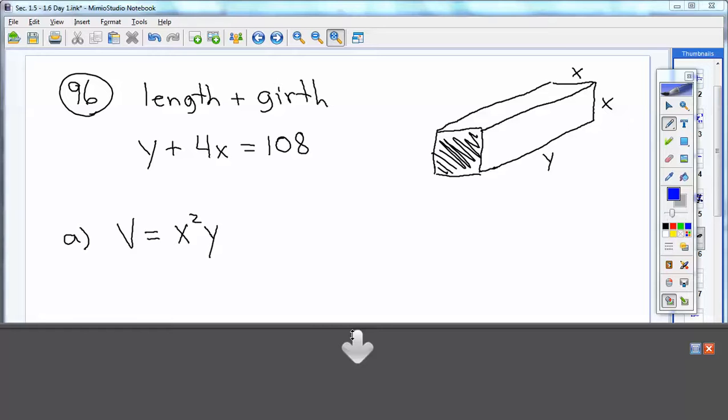Okay, let me see if I can close it. All right, and they have the picture written down there for you too. So part A, write the volume of the package as a function of x.